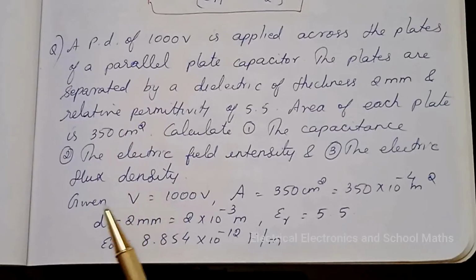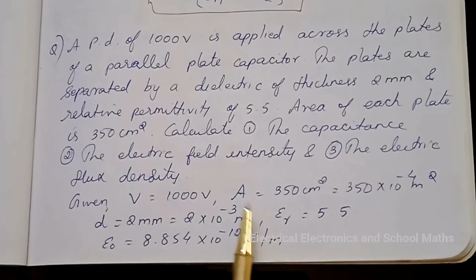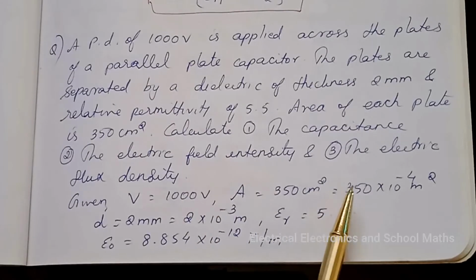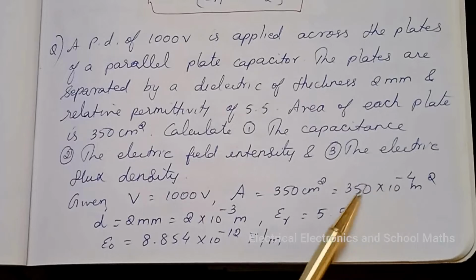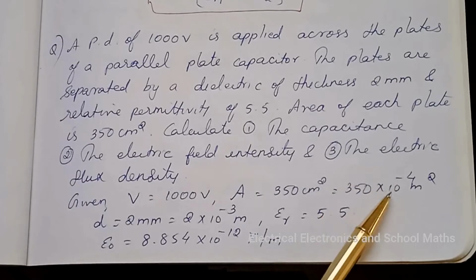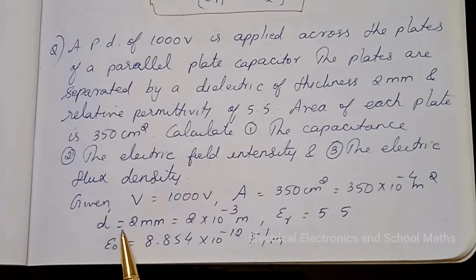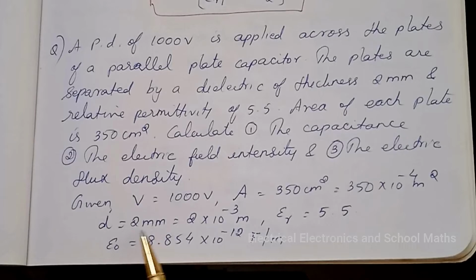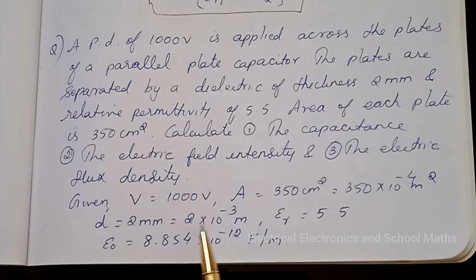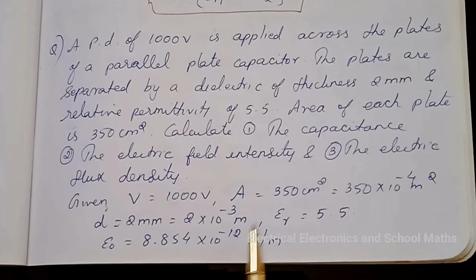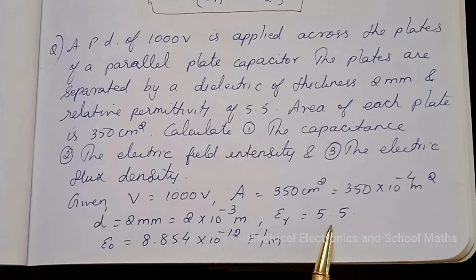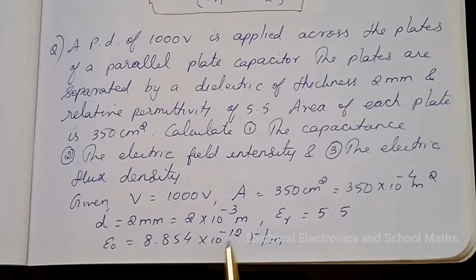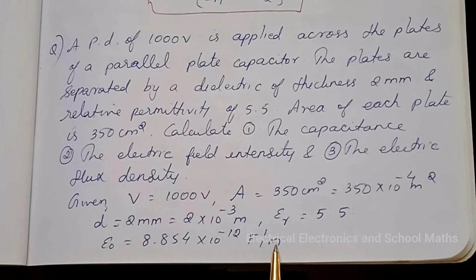So first of all, write down all the data given. Here voltage is given, area is given in centimeter squares. So convert into meter square. For that multiply with 10 raised to minus 4. And the dielectric thickness is given as 2 millimeter. That is 2 into 10 raised to minus 3 meter. And epsilon r is given as 5.5. Epsilon 0 we know 8.854 into 10 raised to minus 12 farad per meter.